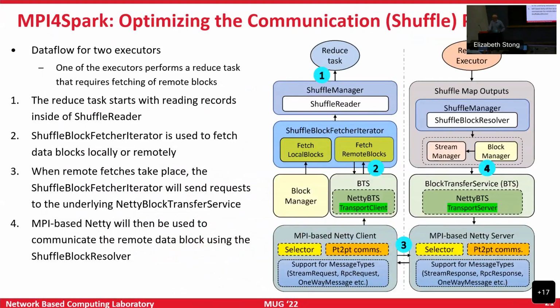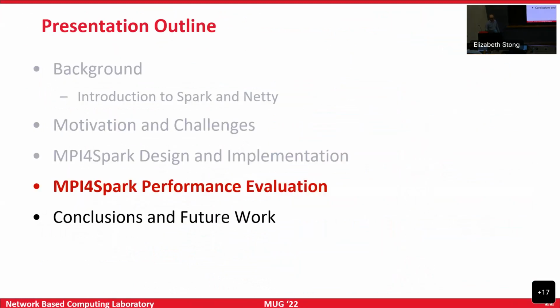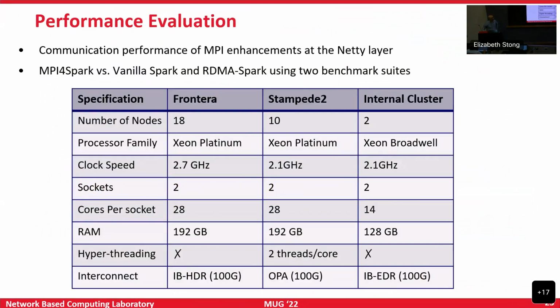So these are again some details. I will just skip these and go into the details of the performance evaluation. We have done our evaluation on the Frontera system and the Stampede 2 system, and then one of our own internal clusters. The networks on all of these are different, especially Stampede 2, which is Intel Omnipath. But because we are relying on the native MPI library, as long as the MPI library works, we should be able to utilize the underlying network.